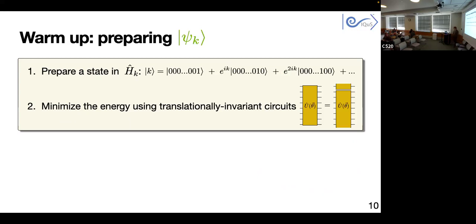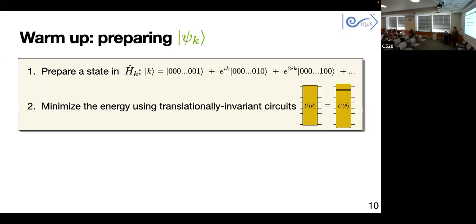One way to do this is by preparing some state that is inside the given momentum block that you're interested in, H_k, as I've written here. One simple state is the state with the bit string of all zeros and just a single one, plus all other bit strings that are related to that state by translation. Then you add the appropriate phase, such that when you pick up the state and translate it by one site, you get the phase back that you would expect from a state with momentum k. This is what I'm calling the state at k.